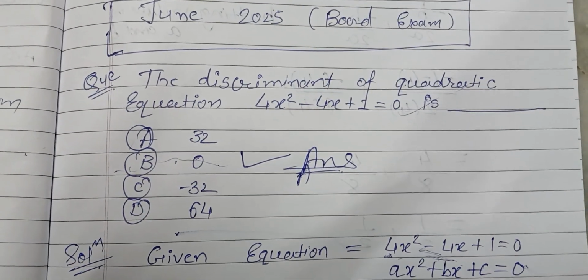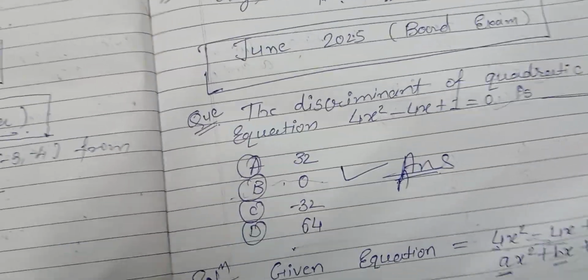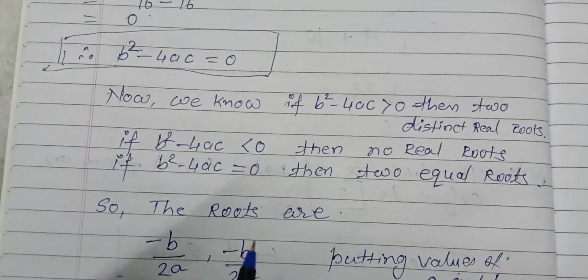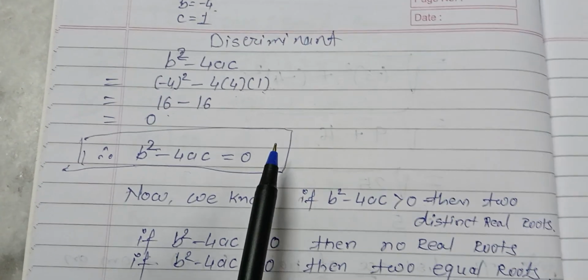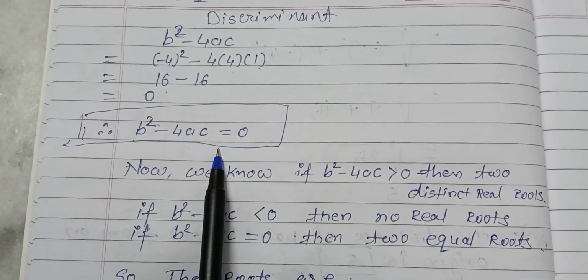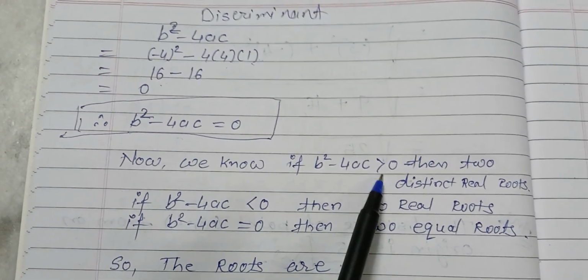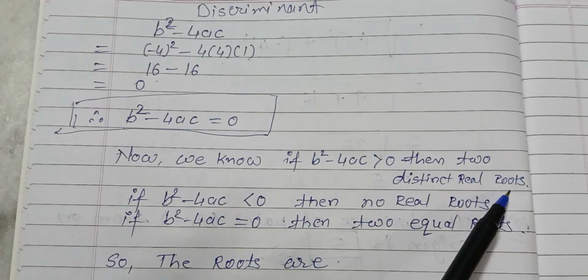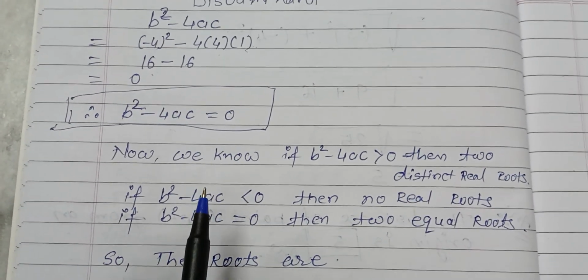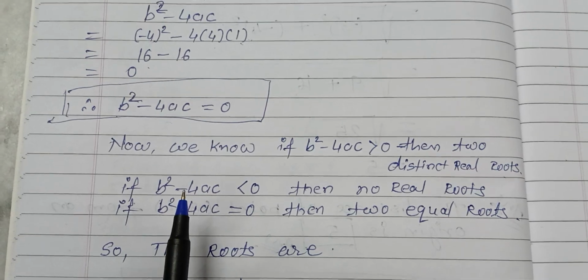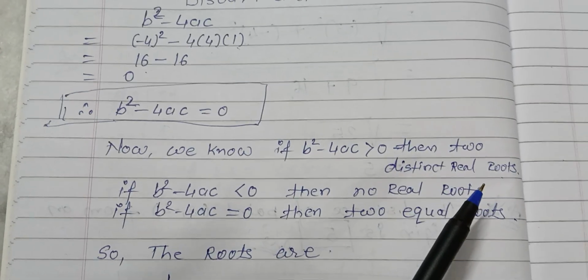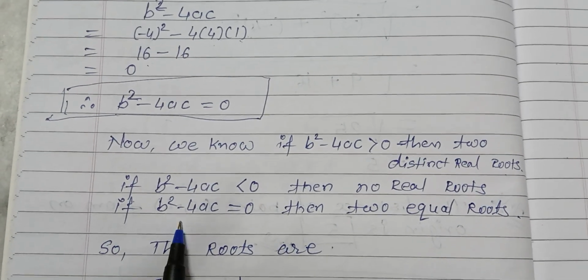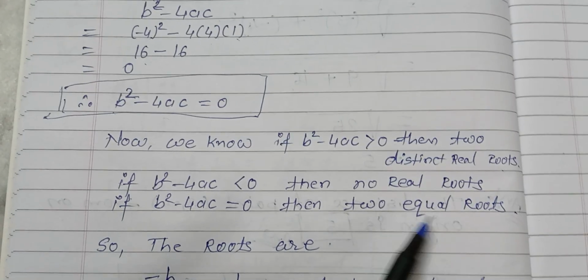But if we go for the long answer and they further ask for the roots, then how will you find the roots for this particular quadratic equation? Till the discriminant you are very much clear. Now we know that if the discriminant b square minus 4ac is greater than 0, then it has two distinct real roots. These conditions are given in the chapter itself. If b square minus 4ac is less than 0, then there are no real roots. We can directly write there are no roots. If b square minus 4ac is equal to 0, then two equal roots.